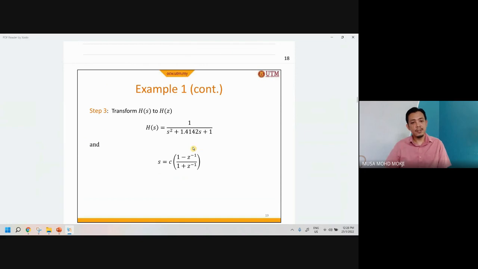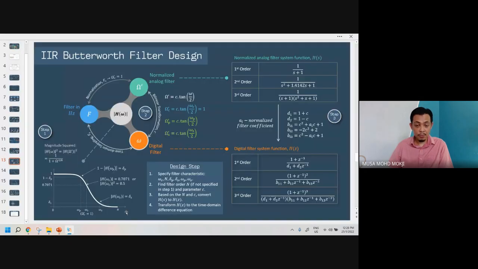So then, step number three is to transform H(s) to H(z). Going back to here, so this is step number 3. So we need to convert this. It is a second order. We already know that from the spec. So from second order, we will take this one, right? If it is a first order, you will take this one. Because this is a second order, we will take this one. So 1 over s squared plus 1.4142 s plus 1.